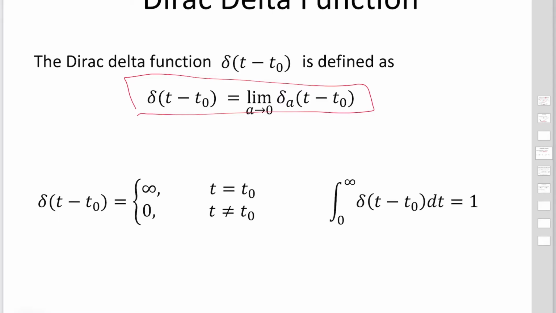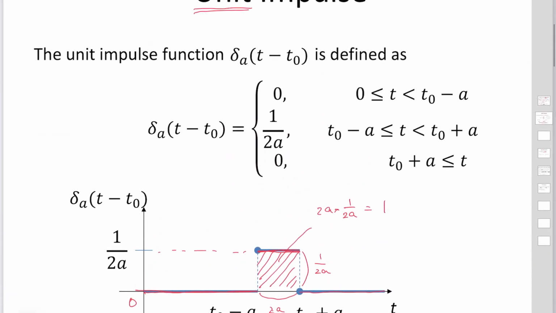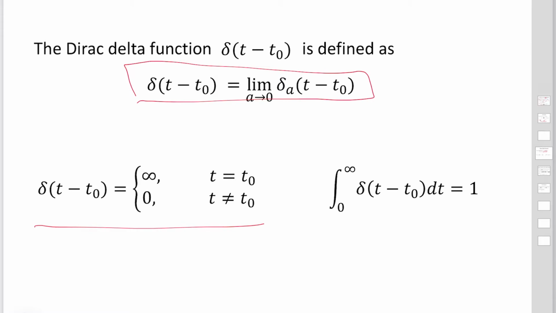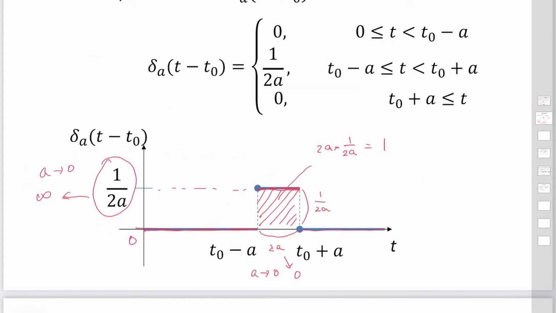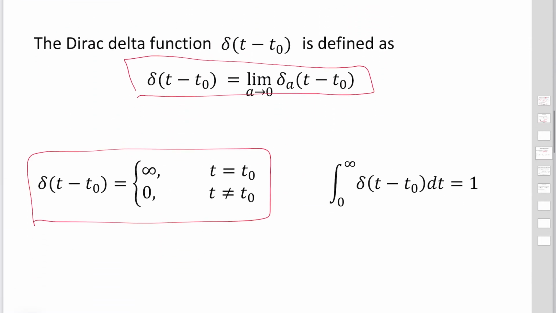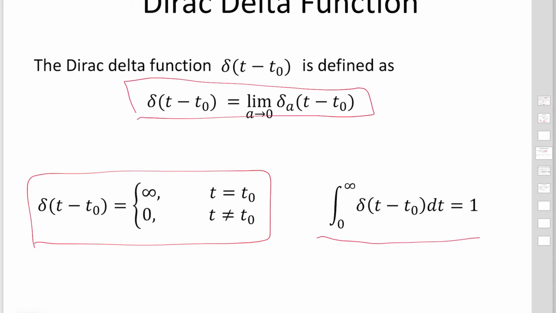The Dirac delta function has a very strange characteristic. At t equal to t sub 0, it goes to infinity because the height of this function is 1 over 2a. If a approaches 0, this function approaches infinity. So the height goes to infinity, and the width approaches 0. The area keeps a constant value of 1. So if you integrate the Dirac delta function, the area under the curve keeps the same value of 1. This is the Dirac delta function.